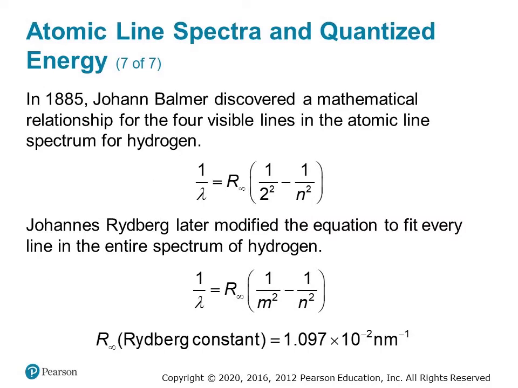This was first discovered by Balmer in the context of the visible lines in the hydrogen line spectrum, where m is equal to 2, and later broadened by Rydberg to fit all of the ultraviolet and infrared emissions as well, where both m and n could be any whole number greater than or equal to 1, and where n is greater than m. The constant that gives the wavelengths from any transition, the Rydberg constant, is shown here.